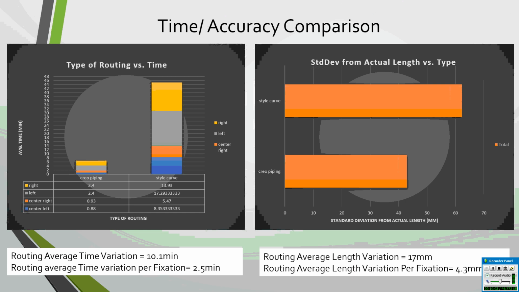And then on the right, what we're looking at is the production intent length, so 5,000 and 8,000. We have a variation in length in both of the different sizes. So Creo Piping is still varying about 42 millimeters, and the style curve is varying from that length by more than about 60 on average throughout all the users. So it's a little bit better on average, but what's cool is the advantage now of going back to that model and establishing some fixed length to get it down to 0.